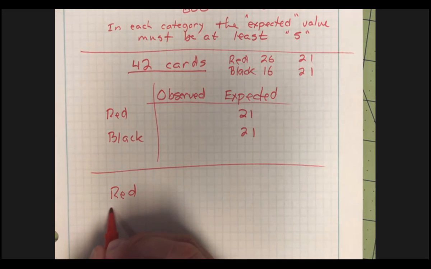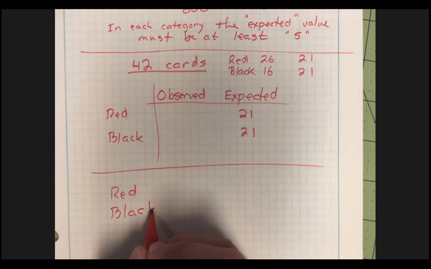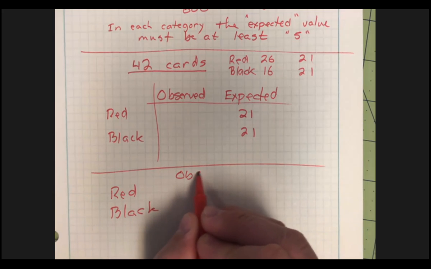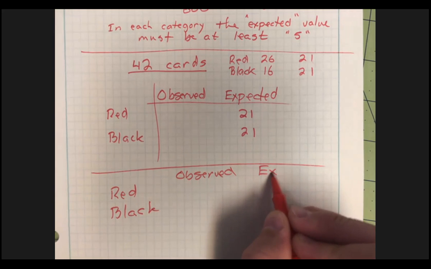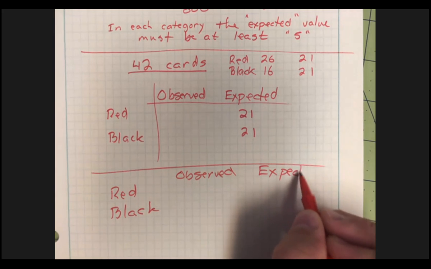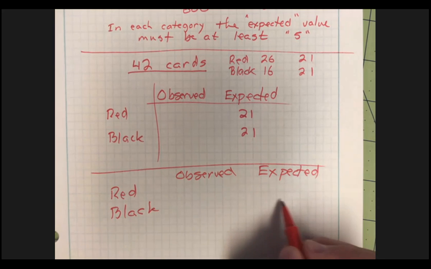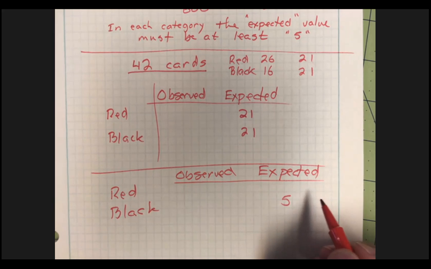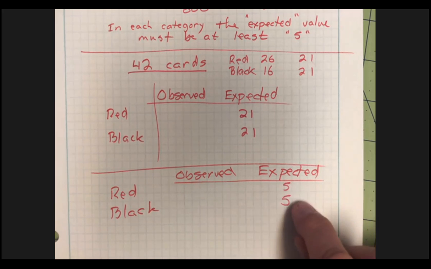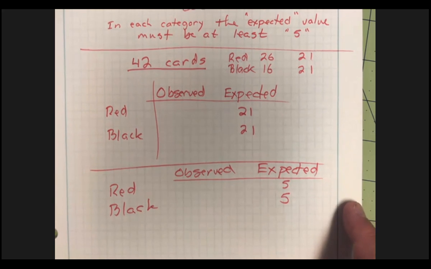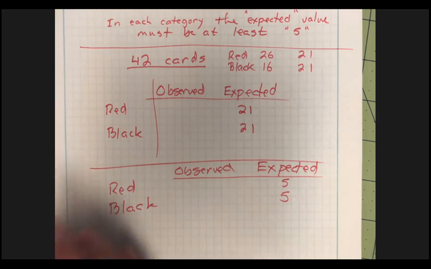So red, black, observed, expected. How many times do you expect to win? How many times do you expect to turn over a black card? 5 times. How many times do you expect to lose? You expect to turn over a red card 5 times. Now my expected columns each have 5 elements in it, so I can use this test. But let's cut the deck 10 times.